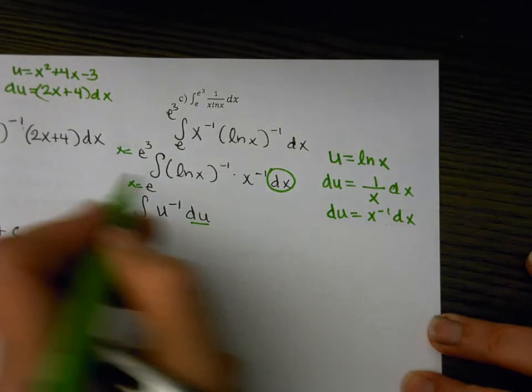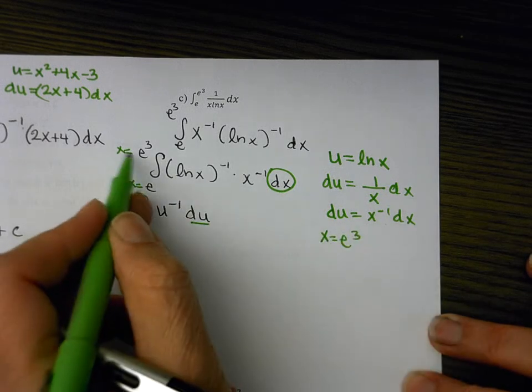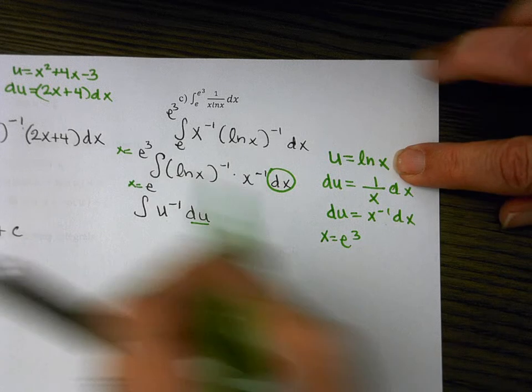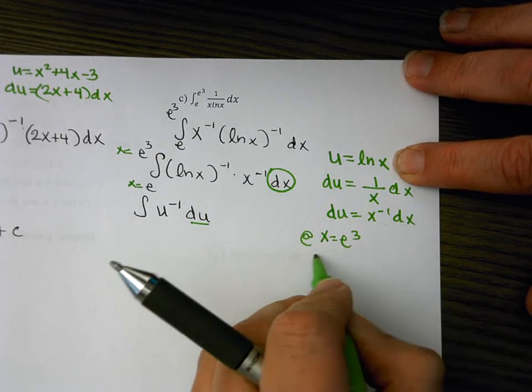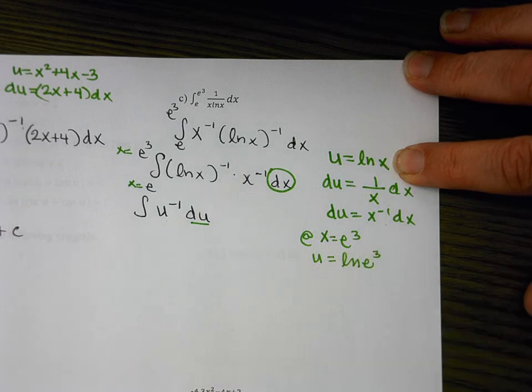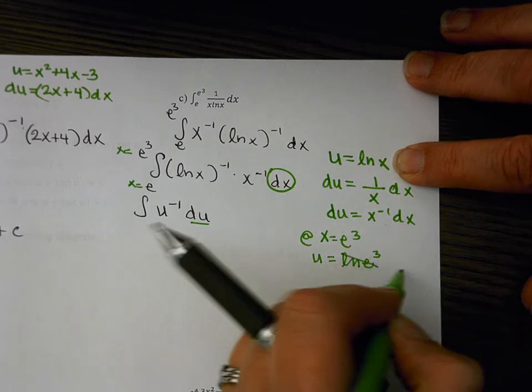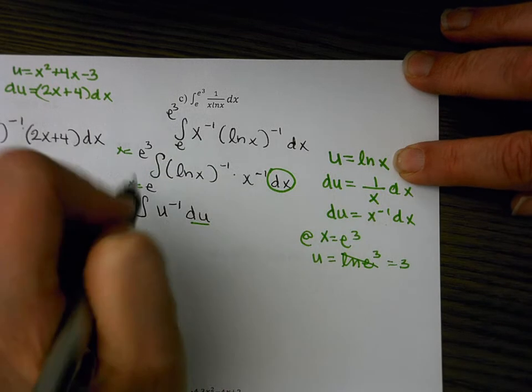So when x is equal to e cubed, right? So up here, x is equal to e cubed. I'm going to use this equation here. So then at x equals e cubed, I know I have u equals the natural log of x, which is just the natural log of e cubed, right? And then that will just give me a value of 3. So then my upper limit should be a 3.